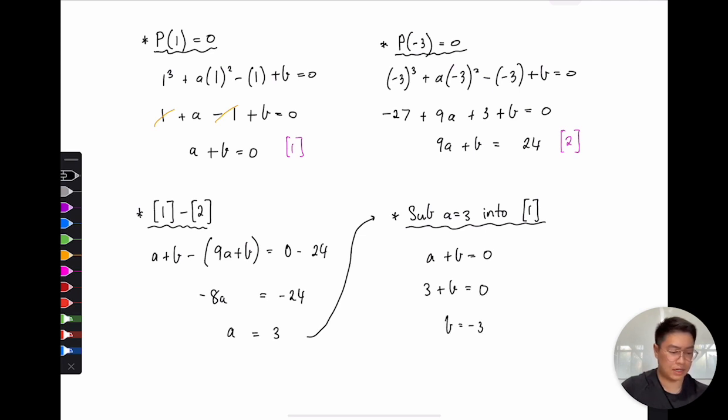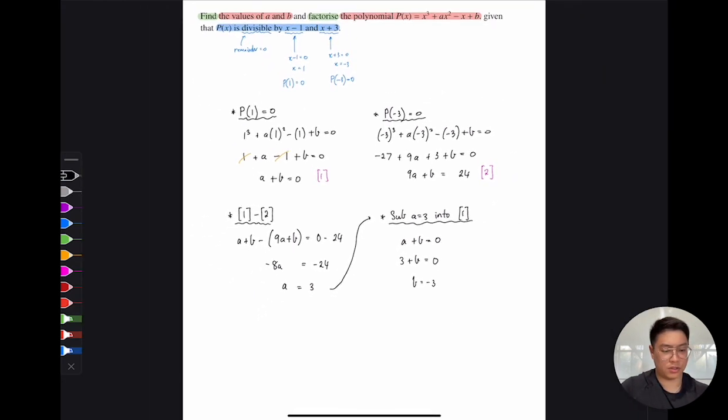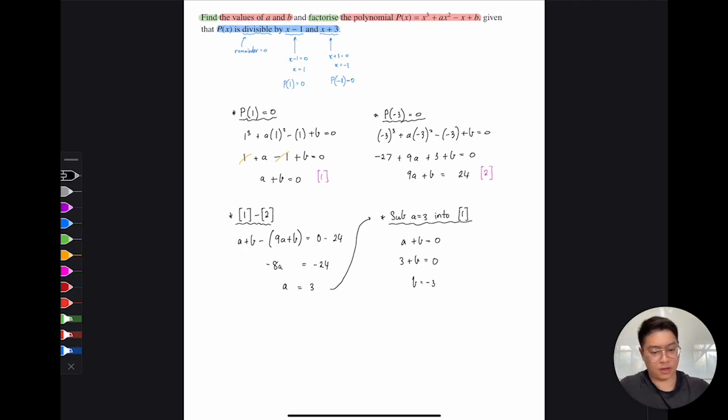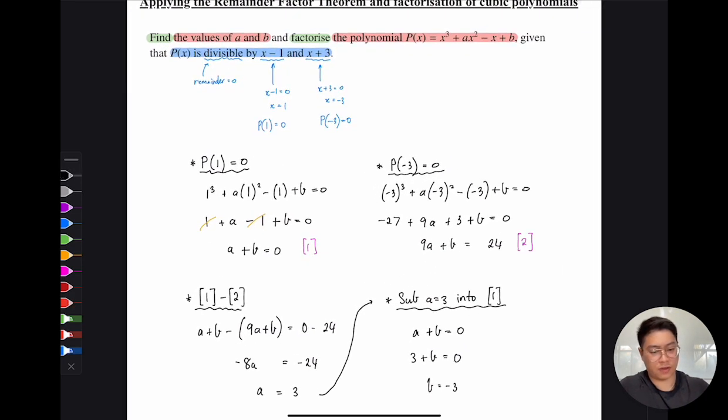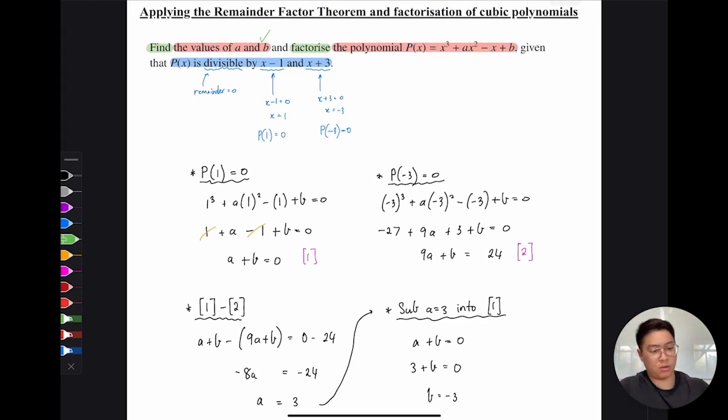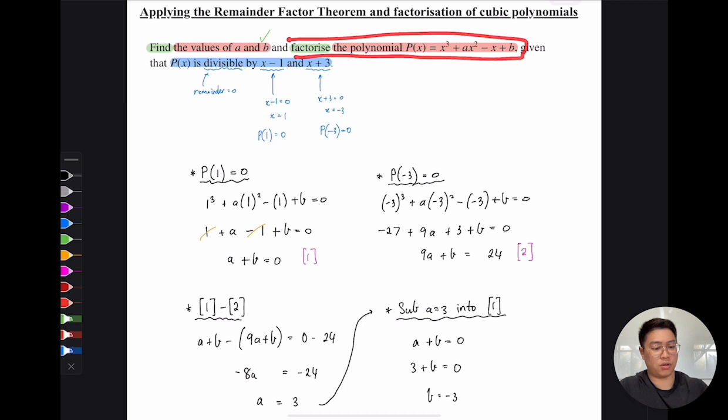Therefore, b is equal to negative 3. So if we look at our question now, we've found the values of a and b. That means we've ticked off the first part. Okay, we can tick that off because we've completed that section. We still have to factorize this polynomial here.